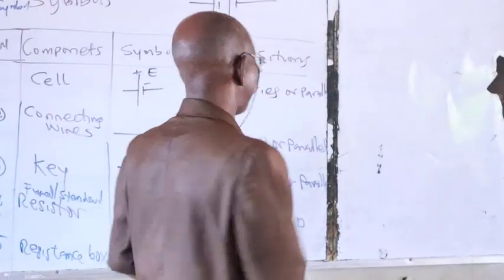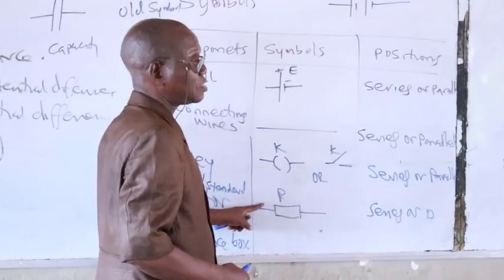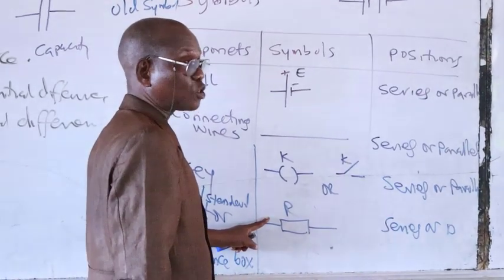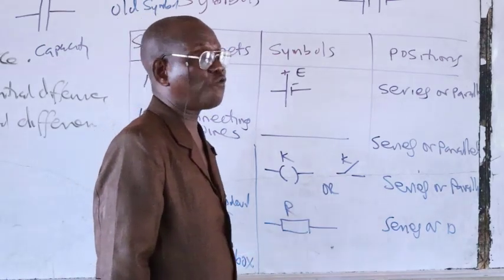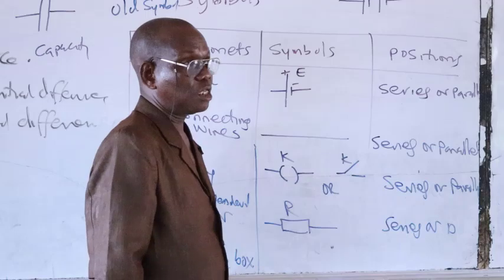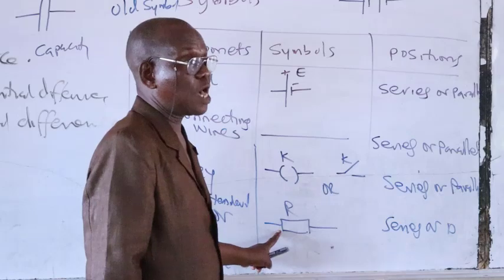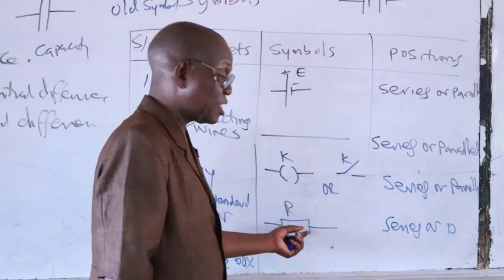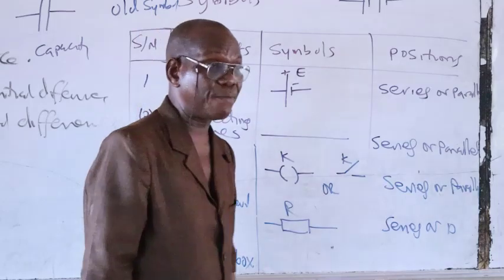The key has 2 terminals which may be connected to either positive or negative. The standard resistor has 2 terminals too, which do not have positive or negative. It depends on which side you connect to the battery. If you connect the positive side of the battery to this side, it becomes positive. And if you connect it to the negative side of the battery, it becomes negative. But as it is, there is no positive or negative terminal, but there are 2 terminals on it.